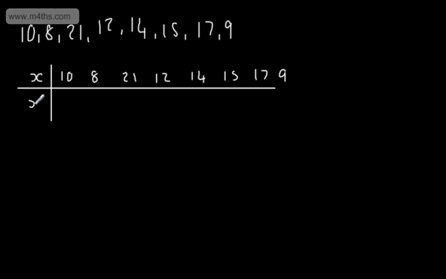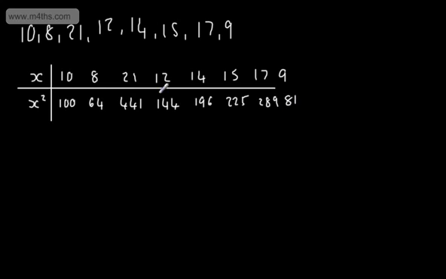I then like to have a column x squared, and we'll have 100, 64, what's 21 squared? 441, 144, 196, 15 squared is 225, 17 squared is 289, and then 81.